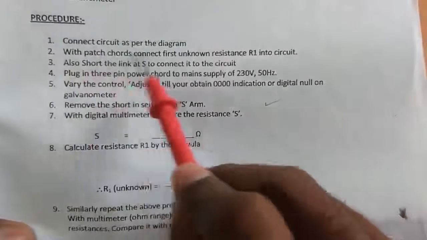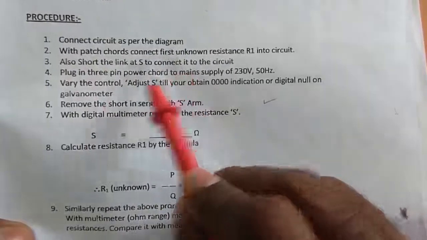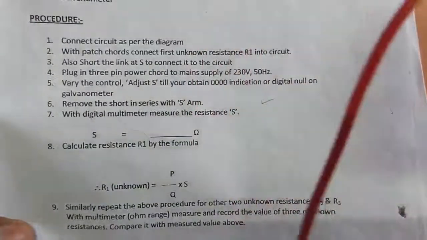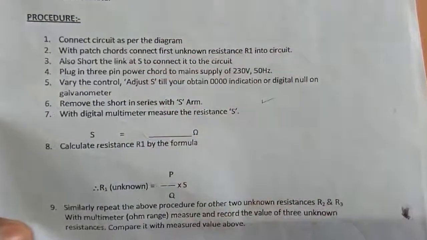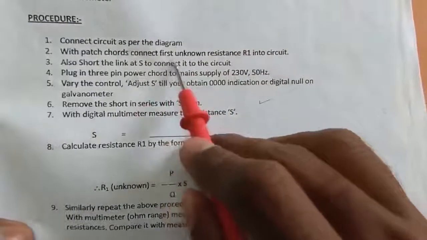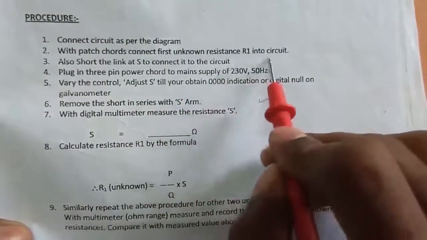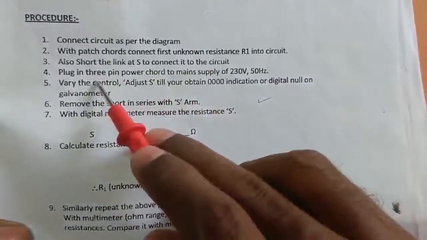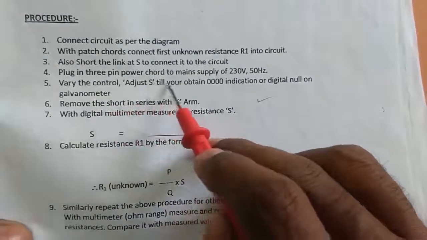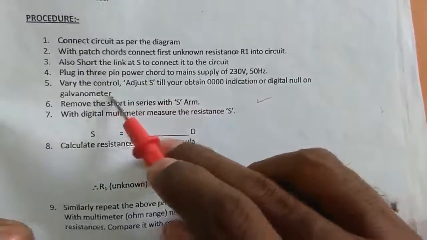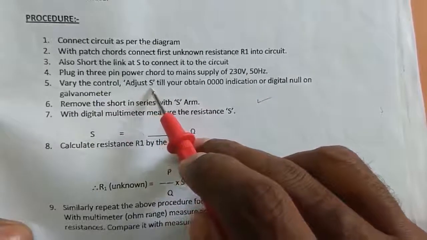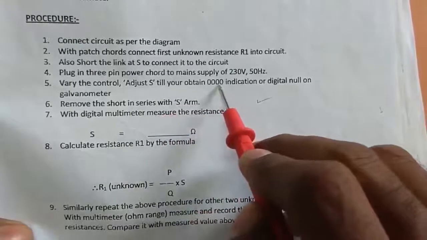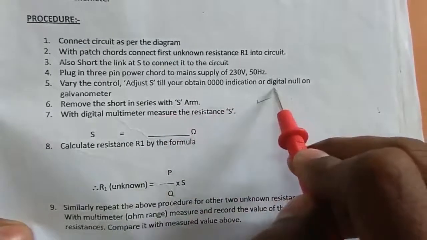Procedure: connect the circuit as per the diagram. With the help of the patch cord, this is the patch cord we will use, connect first unknown resistor R1 into the circuit. Also short the link at S to connect it to the circuit. Plug in the 3-pin power cord to the main supply of 230 volt. Vary S, the variable standard resistance, till you obtain the zero indication, meaning null, at the galvanometer.